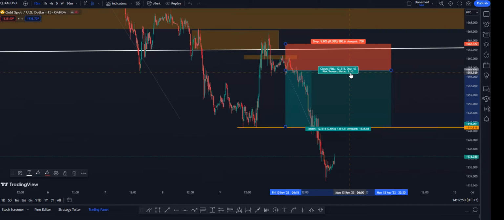So that's how, guys, I've taken this trade on the gold. I hope you can understand the thought process behind me taking this trade. You can understand my full top-down analysis from the weekly time frame, daily, H4, H1, and 15-minute time frame.